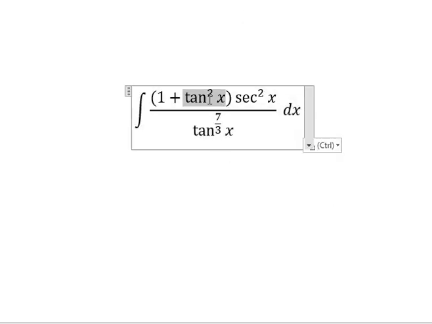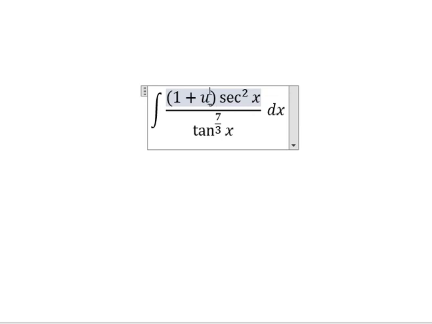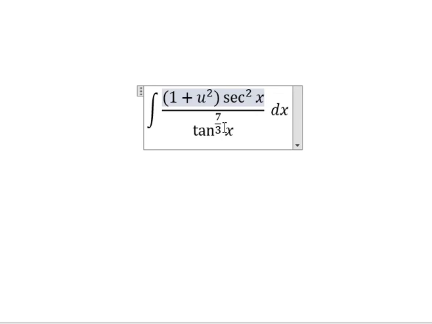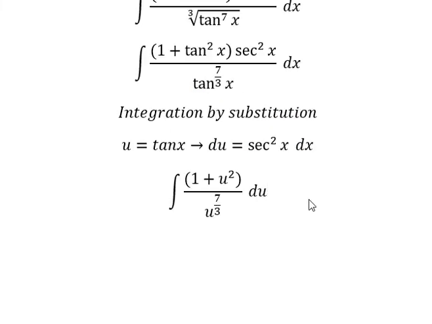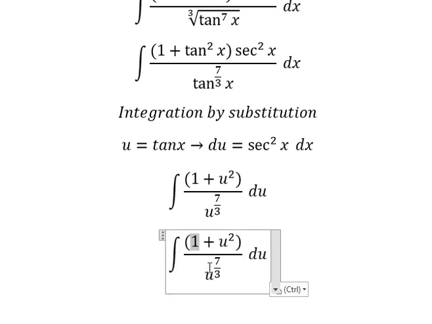So this one we change by u and we have u squared. This one we change by u and we have u to the power of 7 over 3. Secant of x squared dx we change by du. Next, number 1 divide by this one and u squared divide by this one.